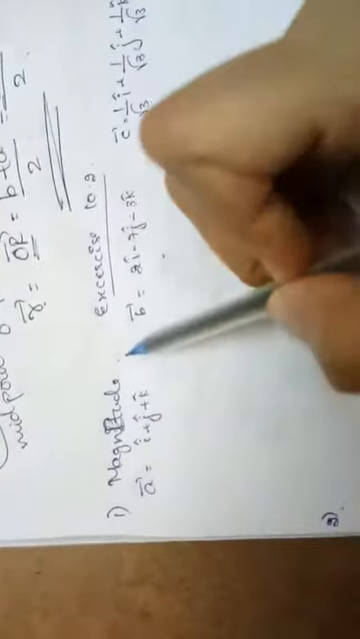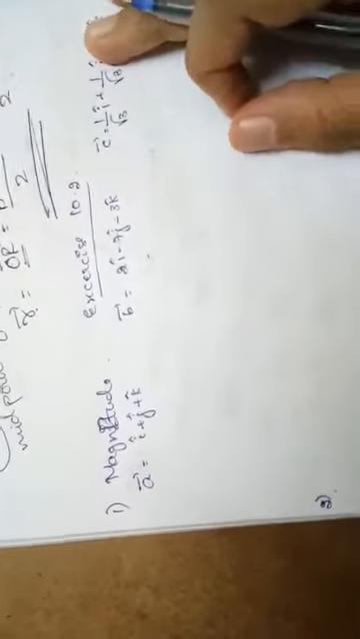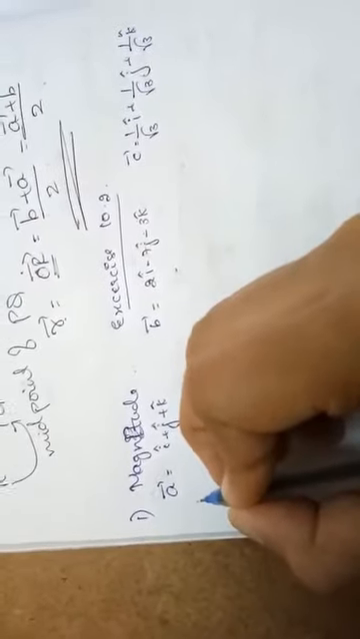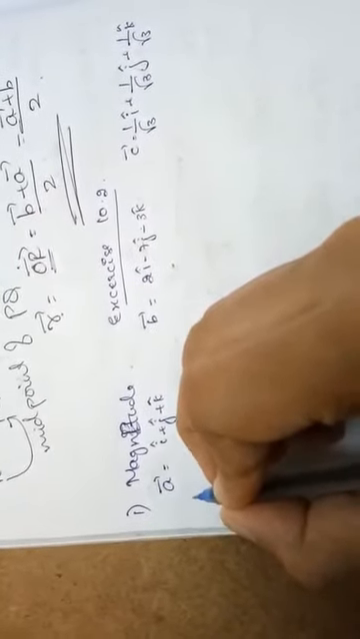Students, let us move to the solving of exercise 10.2. In that, the first question, they are asking you to find the magnitude of the given vectors. They have given you three vectors and you need to find the magnitude of these vectors. So we know the formula to find the magnitude of a given vector.